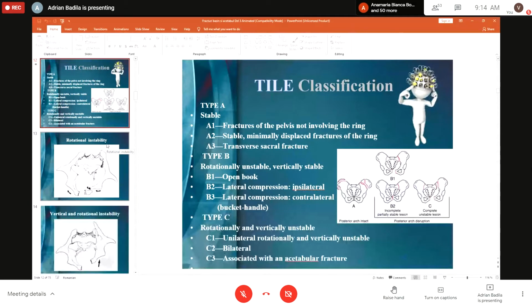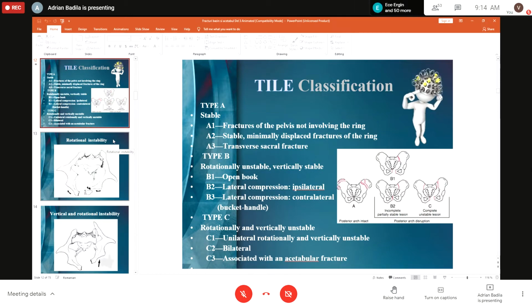So we have the Tile classification. In this classification, we have three types of fractures, A, B, and C. And each one of these types is divided into three other types, A1, 2, and 3, B1, 2, 3, and so on. The type A fracture is a stable fracture. That means for A1, a fracture of the pelvis which doesn't involve the ring. A2 is a stable, minimally displaced fracture of the ring, while A3 is a transverse sacral fracture.